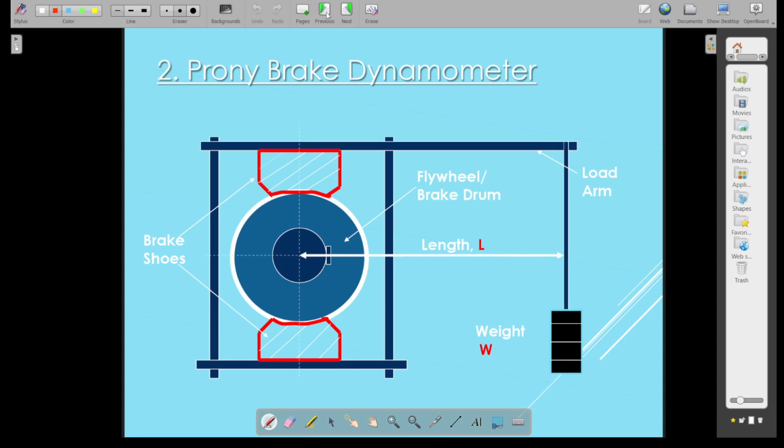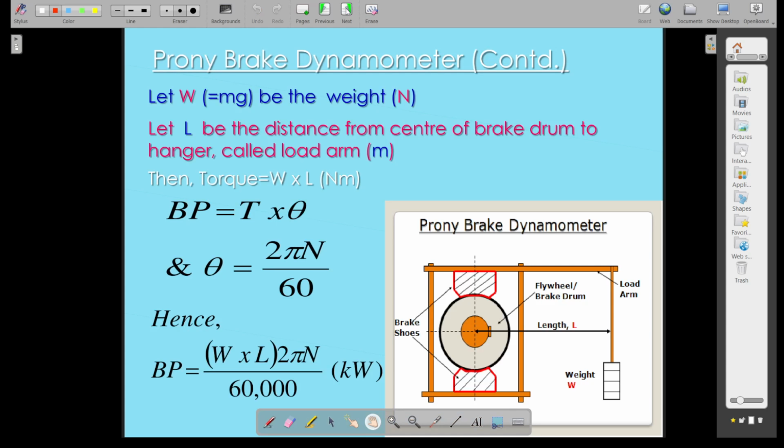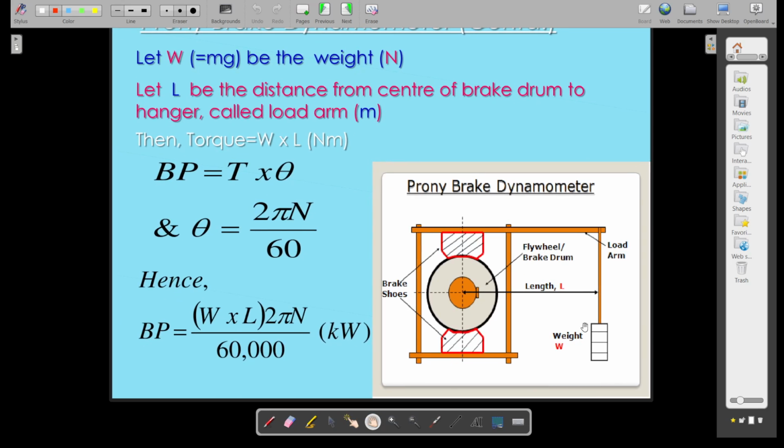So this is a pony brake. There are a number of methods by which load can be applied at the output shaft. If I am attaching brake shoes here, and I am attaching the load over here, the load is attached at the length L. So your torque becomes W into L. You can see over here, this is the weight and this is the length.